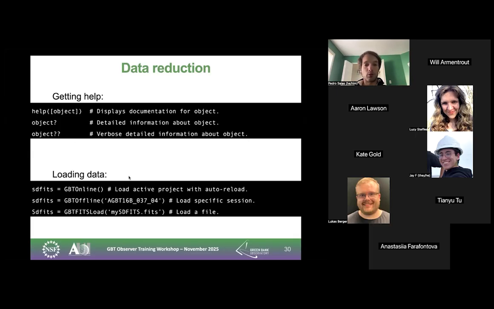There are three ways in which you can load your data. Let's say you're observing tomorrow night and you want to have a look at your data as it's coming down, to make sure everything is looking fine and nice. You can use the command GBT online, and that will automatically connect to the latest observation that was written to disk, and it will enable auto-reload of that data, meaning every time new data gets written to that observation, it will automatically update the data. This might be a bit slow, but it does it.